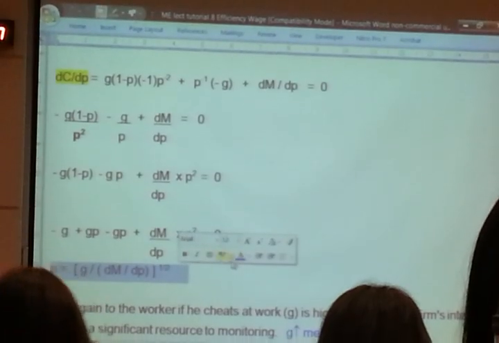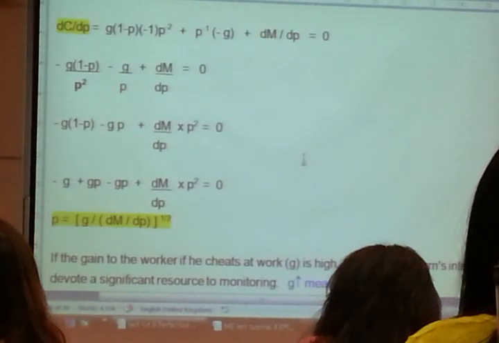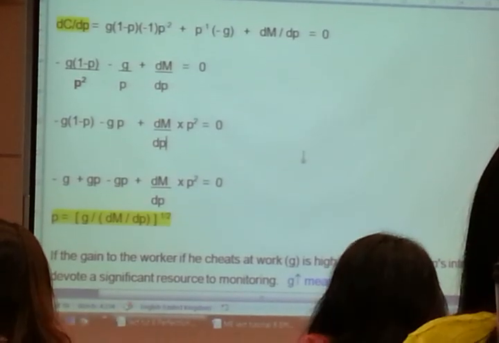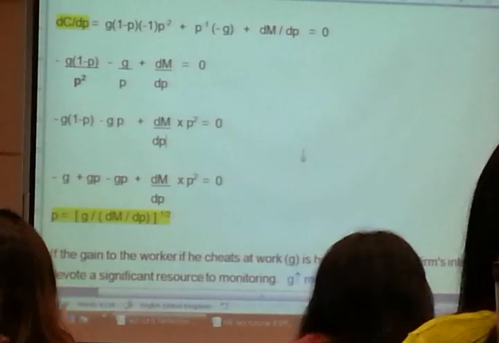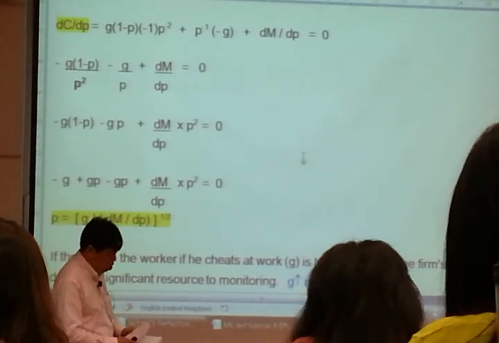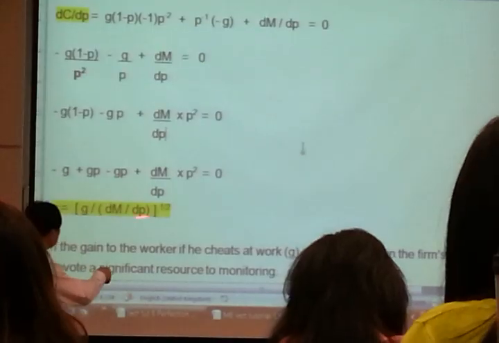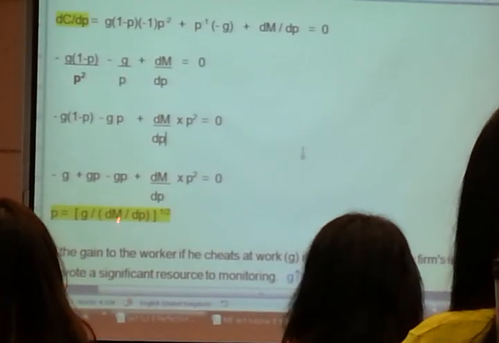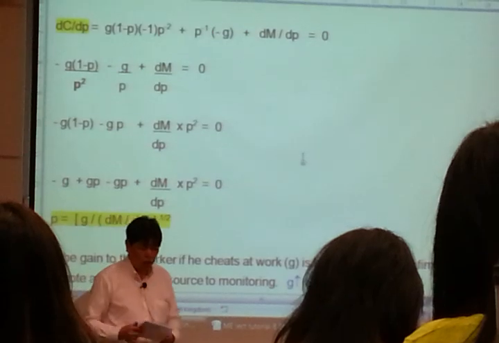Okay. What's the implication? And I think you have done enough of this point. How do you interpret this thing here? What does this mean? To minimize costs, the firm will set P to how much? This value. Okay? This P will help the firm to what?